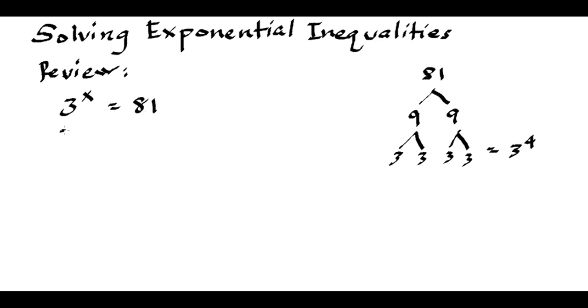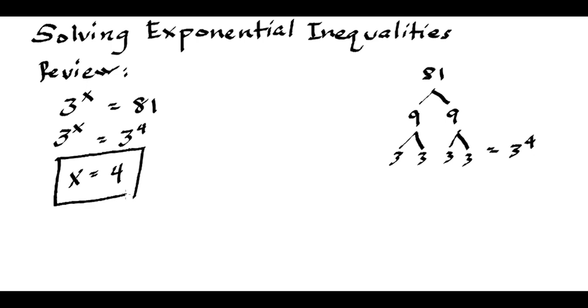Okay, so we will copy now 3 to the x power is equal to 3 to the 4th power. And then solve. We will solve the equation of the exponents. So we have x is equal to 4. So our answer will be x is equal to 4.